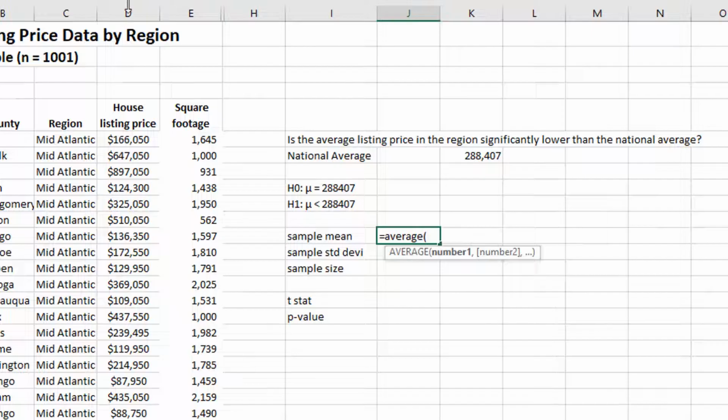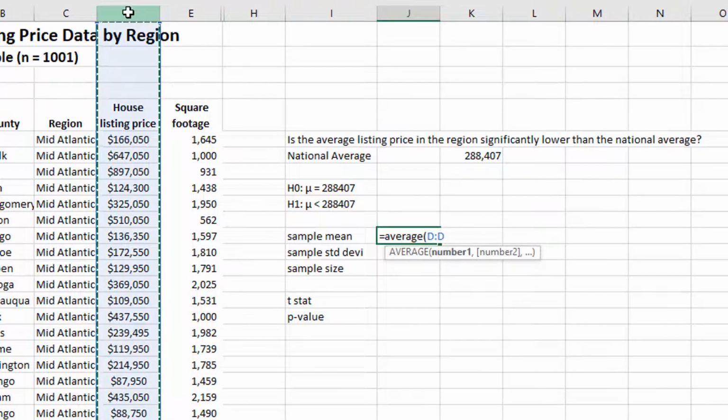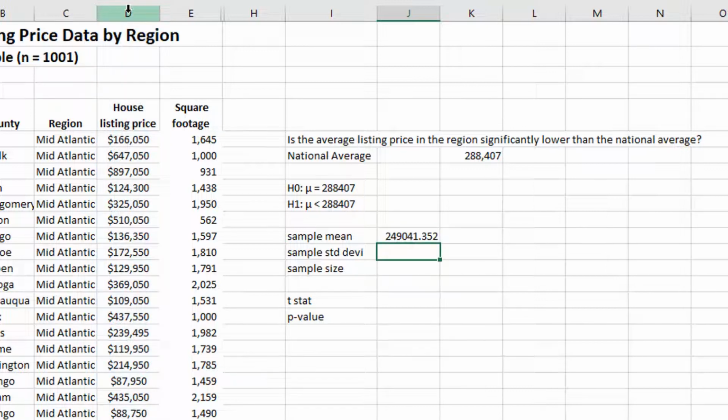I'm going to do the average, and I'm just going to click on column D, D to D. It's going to ignore the words and just average the numbers. So that's my sample average.